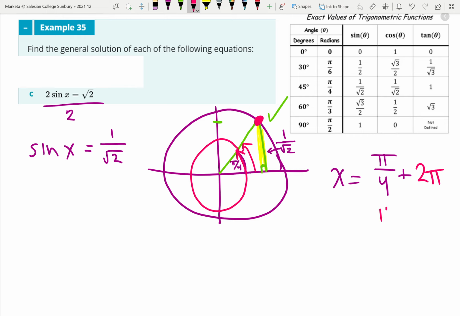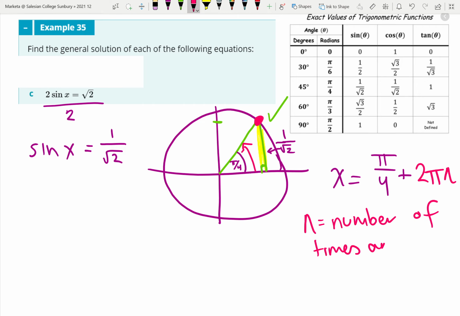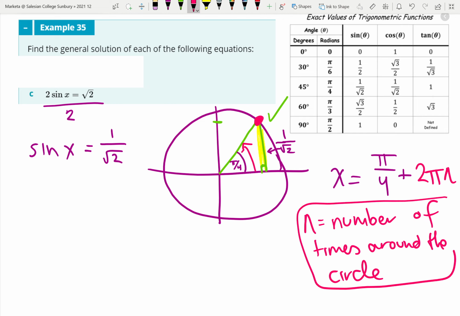I would also get it if I did pi on 4 plus 4 pi. So that would mean I go plus 2 pi, and then I go around again, 4 pi. And then I'd get it if I said plus 6 pi or 8 pi or any multiple of 2 pi. So what I do to represent the number of times I'm going around the circle, I call that n. And I can say, well, n is the number of times around the circle. So you don't need to write that. I'm just putting it there so you realize what I've done there.